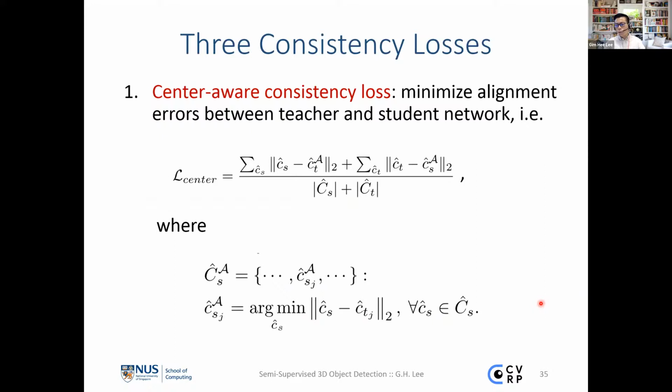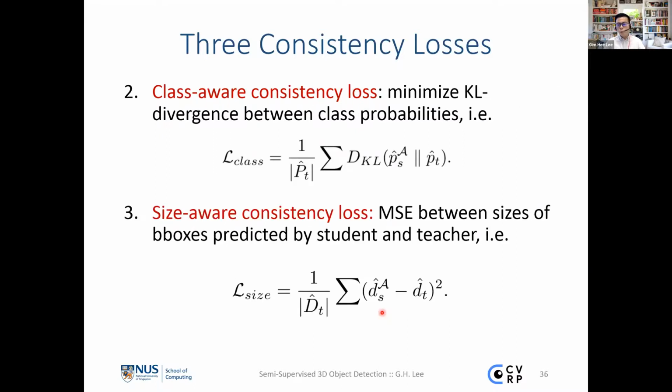Our consistency loss consists of three terms. First, the center-aware consistency loss that minimizes the alignment errors of the 3D bounding box center from the teacher and student networks. For each 3D bounding box from the teacher network, we consider the closest 3D bounding box from the student network to be its correspondence. Second, the class-aware consistency loss term that minimizes the KL divergence between the class probabilities from the student and the teacher network. This is to ensure that the object class probabilities of the 3D bounding boxes are consistent between the student and teacher network. Third, the size-aware consistency loss term that minimizes the mean square errors between the sizes of the 3D bounding boxes estimated by the student and teacher networks.